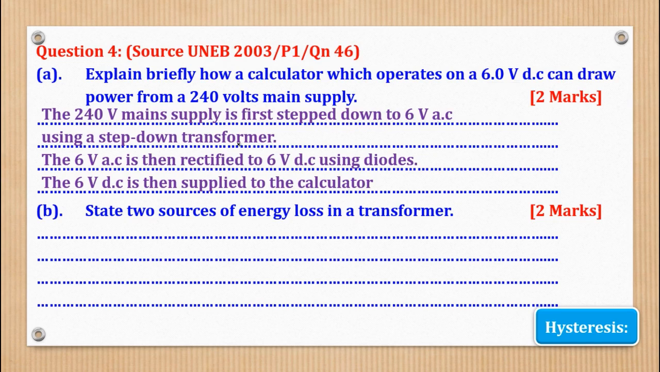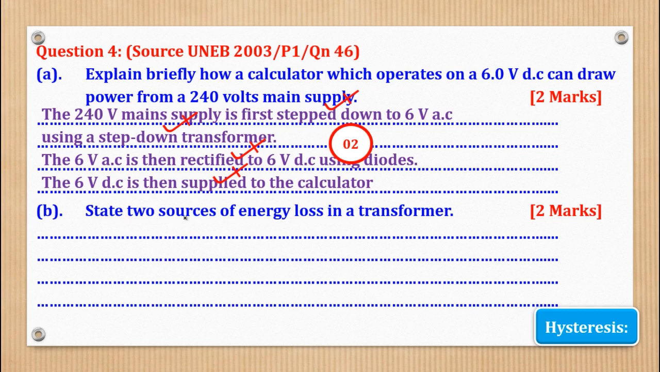Now let's see how much can be awarded. Half a mark for stepping it down, using what? Using a step down transformer. Another half a mark for rectifying, another half a mark for conclusion. So basically that's how the 2 marks could come about. Now we are going to go to part B.